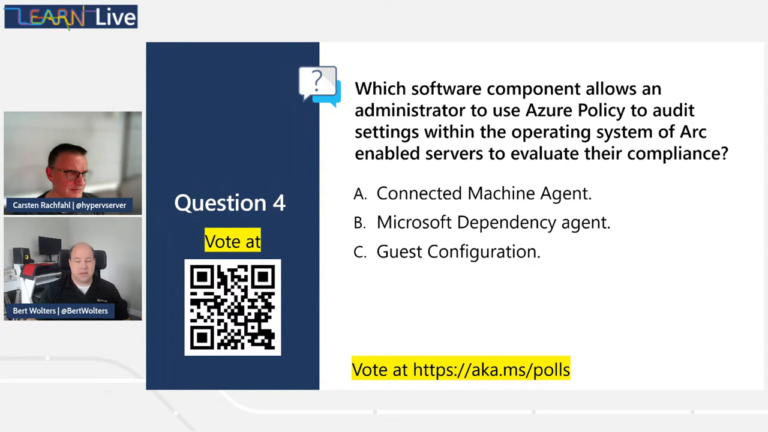Didn't you study up before we did? So, Bert, what do you think is the right answer? Well, I think key here is within the operating system. Yeah, that is. Of an Arc-enabled server. And I think an Arc-enabled server is not the owner, but might be someone less frequently visiting. Yeah. Like a guest. Okay. And you know the Dutch saying, when in doubt, choose answer C.